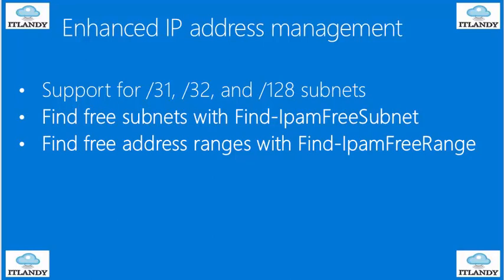Now, find free address ranges with Find-IpamFreeRange. This new command returns available IP addresses given the IP subnet, the number of addresses needed in the range, and the number of ranges requested. The command searches for a continuous series of unallocated IP addresses that match the number of requested addresses, and the process is repeated until you get the full picture of your queries.